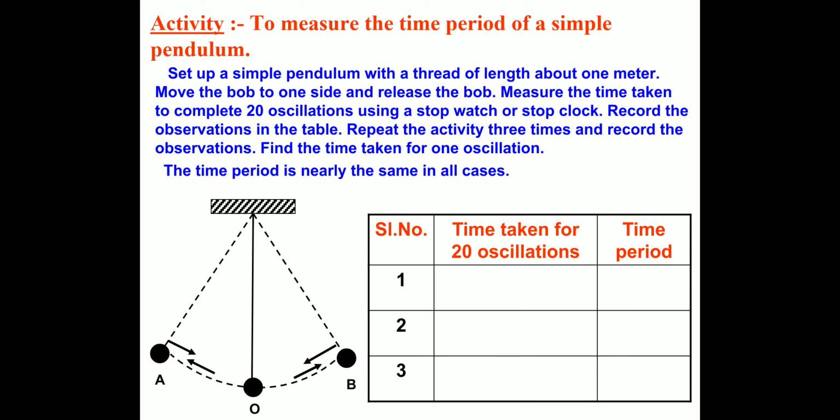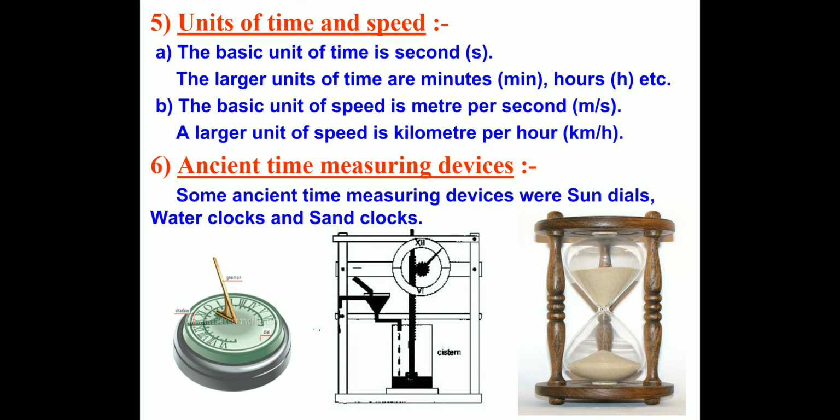Now next is units of time and speed. Children, the basic unit of time is second. Its symbol is S. Larger units are minutes, hour, etc. The basic unit of speed is meter per second, and a large unit of speed is kilometer per hour.